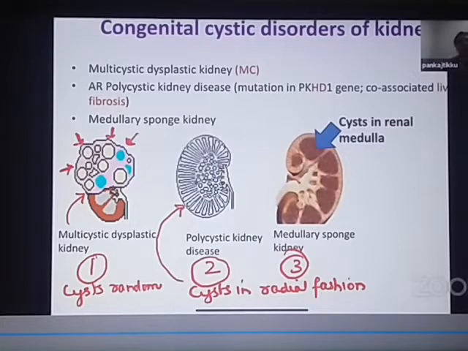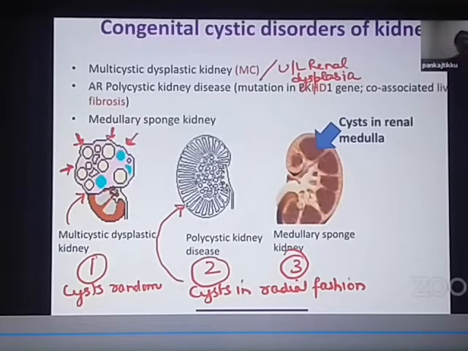Usually when it occurs, it affects only one kidney. That is why sometimes multicystic dysplastic kidney is also known as unilateral renal dysplasia. What is the other name? Unilateral renal dysplasia, because this is a disorder which usually affects a single kidney. The other kidney may be normally functioning or may have some other co-associated disorders. But one kidney is totally damaged because of random arrangement of cysts, large cyst, small cyst.